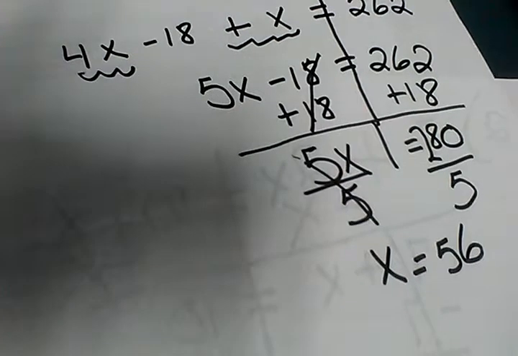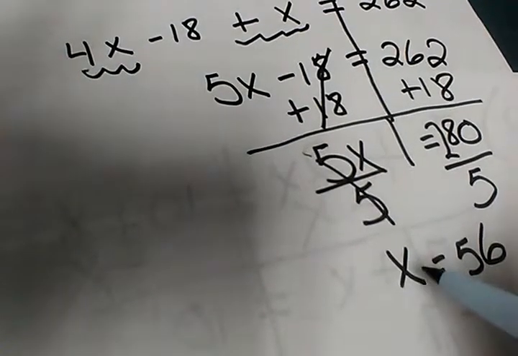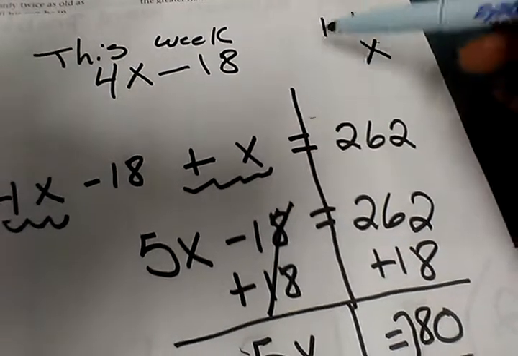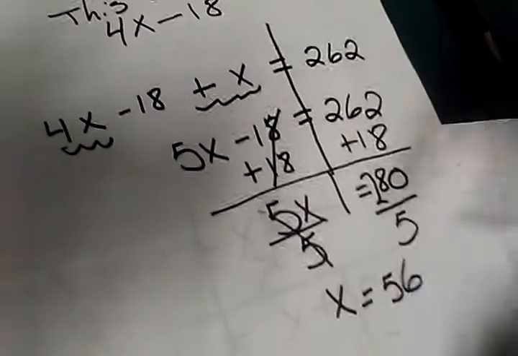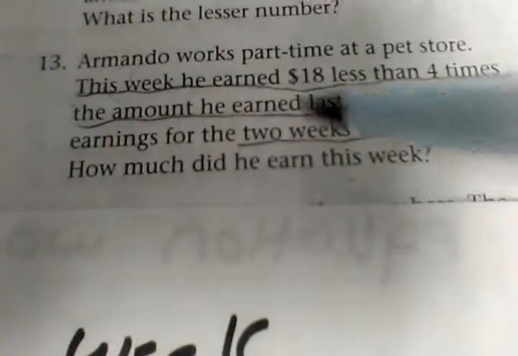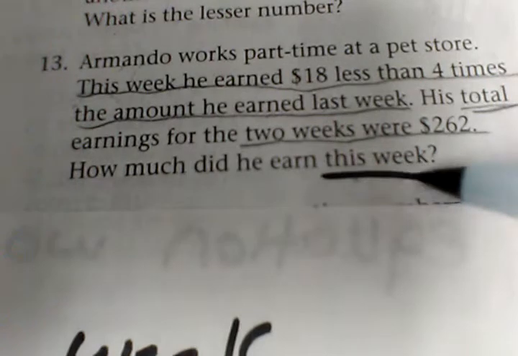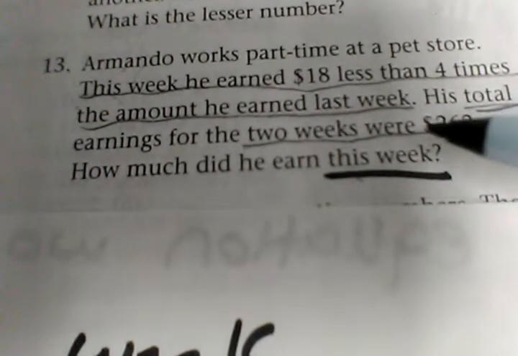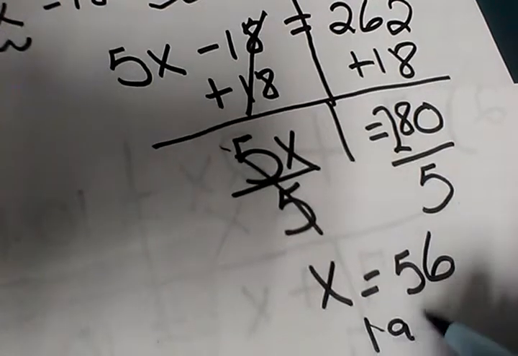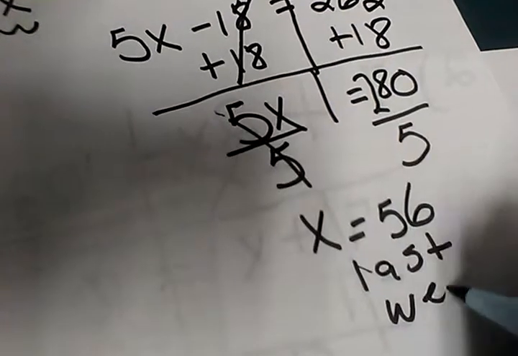56. Okay, so again, what did X stand for? X stood for what happened last week. So far I know last week he made $56. So let me go back to my question and make sure that that's what my question was asking. If I go back, the question says, how much did he earn this week? Well, hold on. I haven't answered my question yet because I got an answer for what he made last week. But I want to know how much money he made this week. So this is only representing last week, and that's not what the question asked me. It asked me about this week.